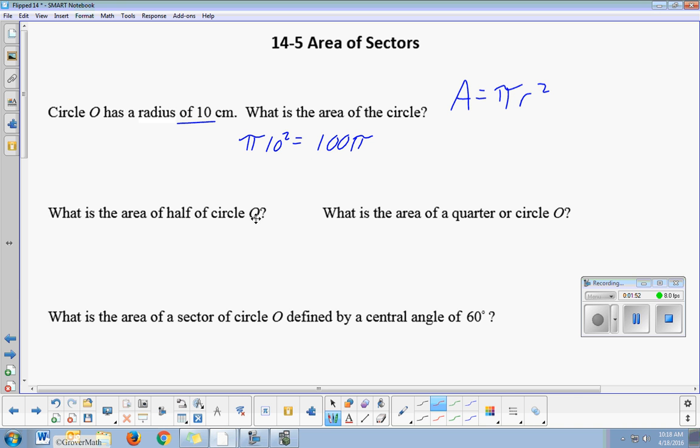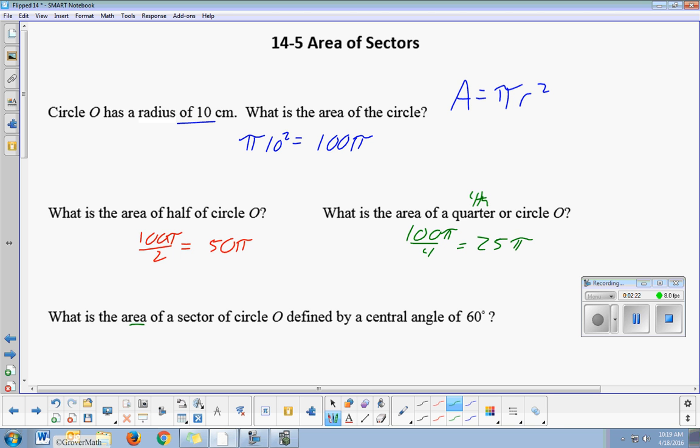What's the area of half that circle, or a semicircle? Well, if the whole circle is 100 pi, halving the area means 100 pi cut in half is 50 pi. Well, what about a quarter of circle O? A quarter is the same thing as a fourth of the circle. That's going to be 100 pi divided by 4, which is 25 pi.